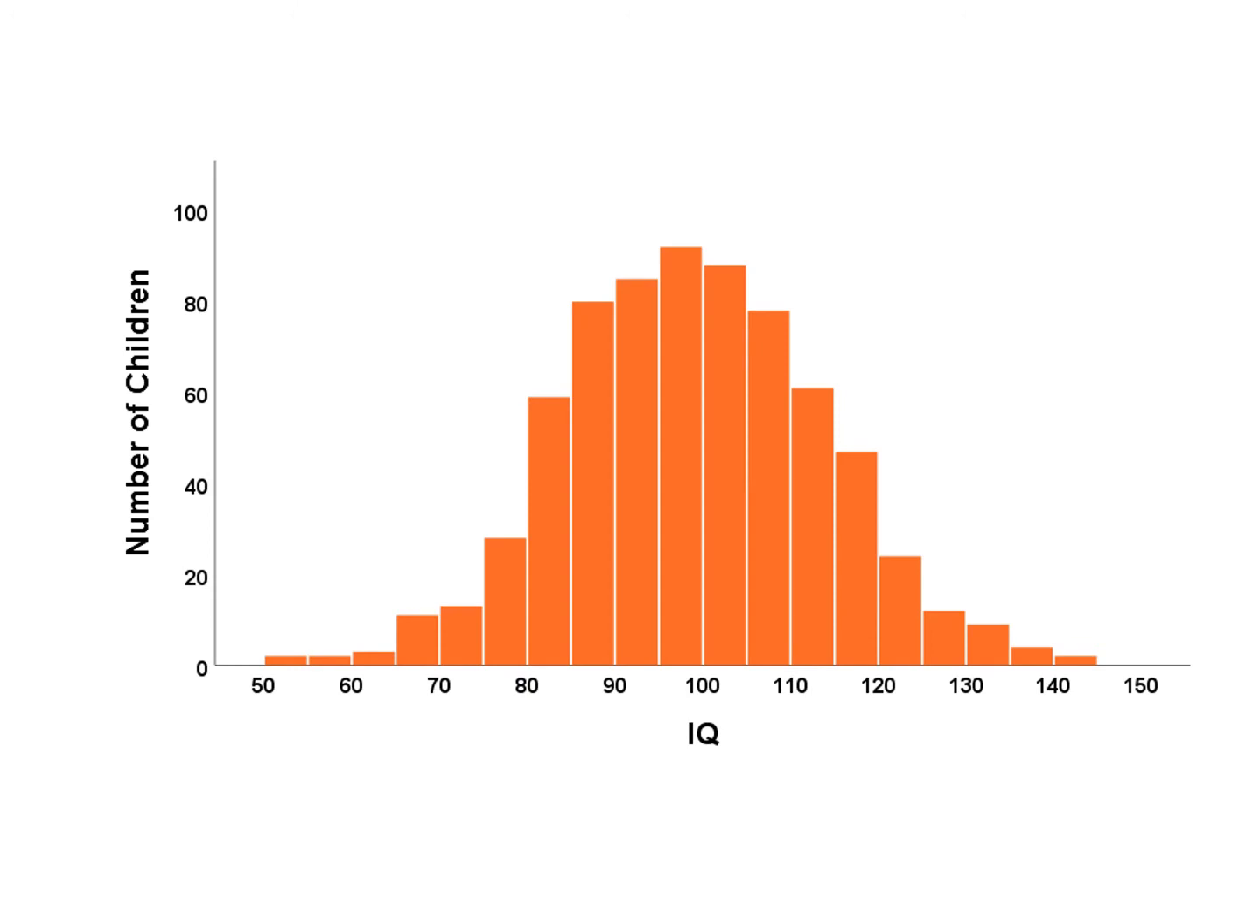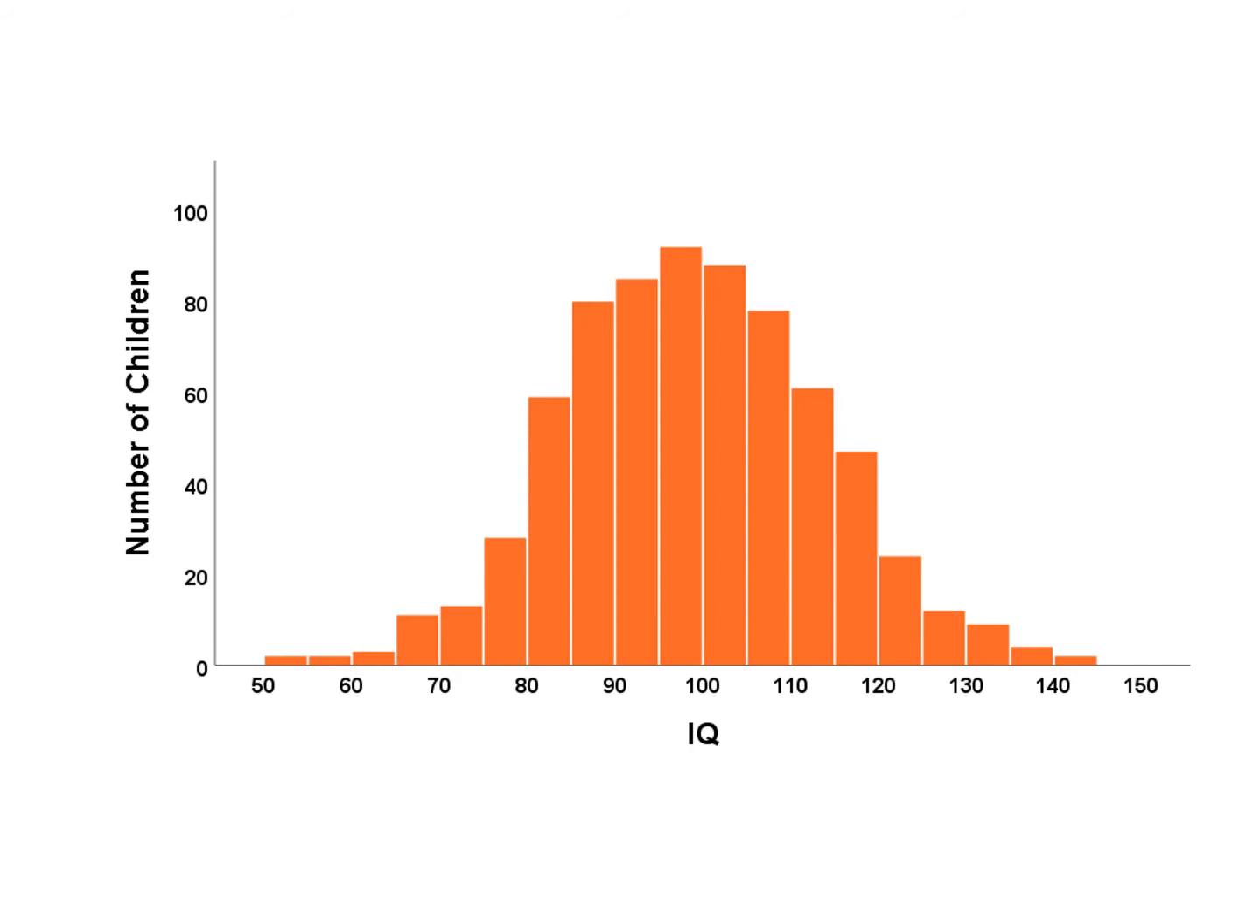Let's start with the histogram. Is this a frequency histogram or a density histogram? And how do you know? Now, hopefully you jotted this down, but this would be a frequency histogram because we're looking at the number of children. Here's another question. How wide is each bar?